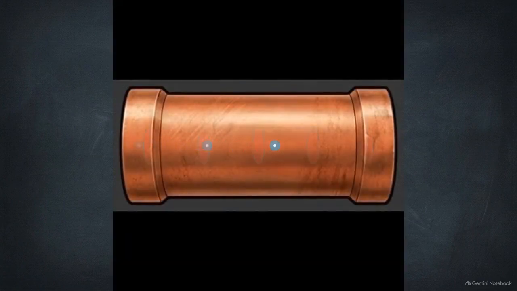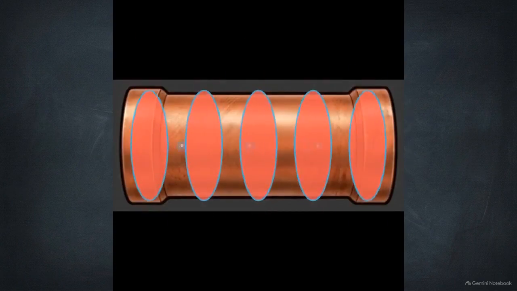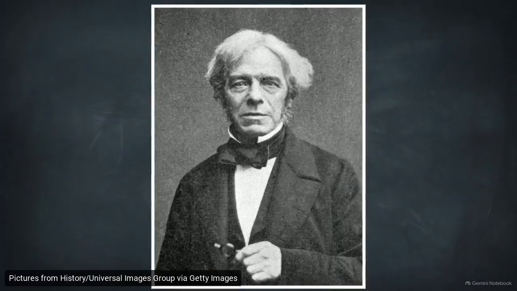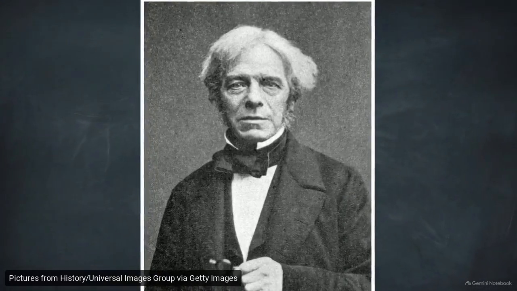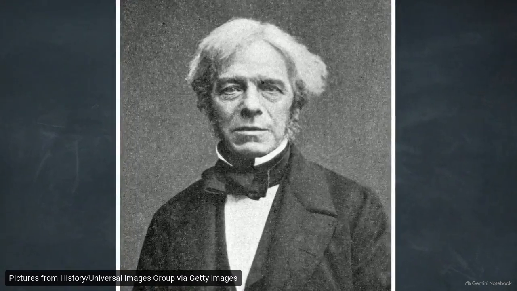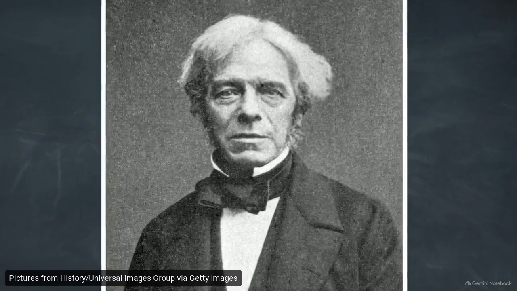Electricity flowing through a wire creates a magnetic field. By the early 19th century, experiments by Ørsted and Ampere had already established this as scientific fact. But Michael Faraday and Joseph Henry looked at this relationship and asked the reverse. If electricity makes magnetism, can a magnet generate electricity?